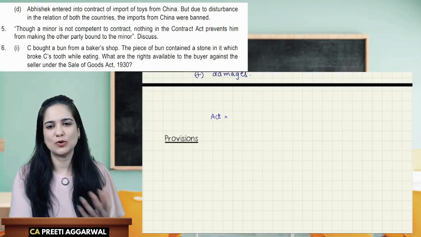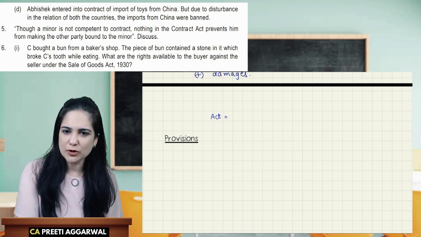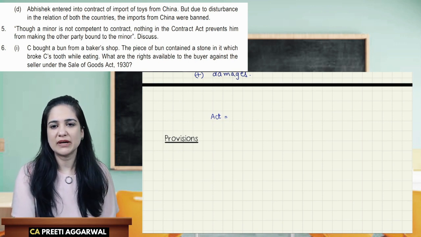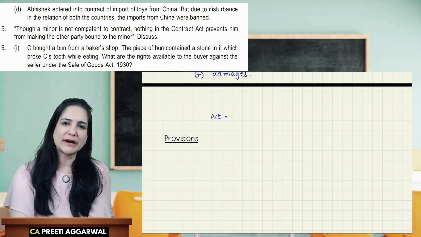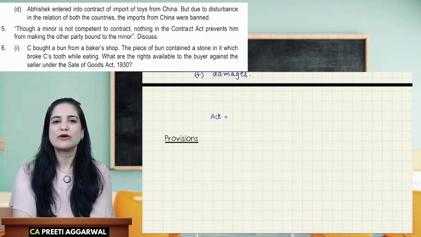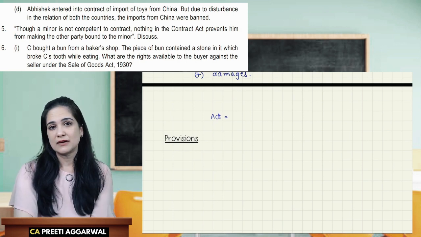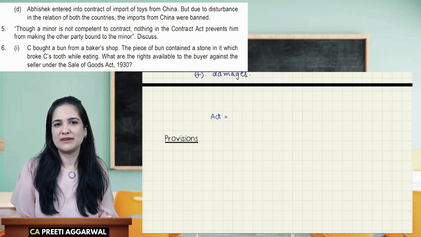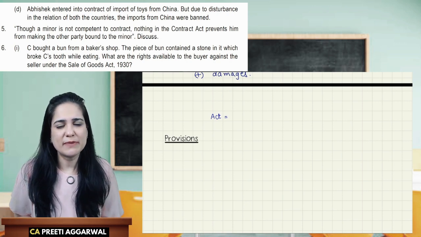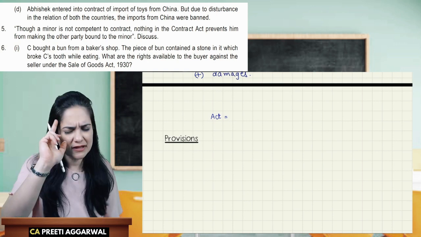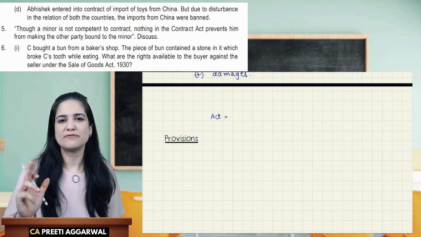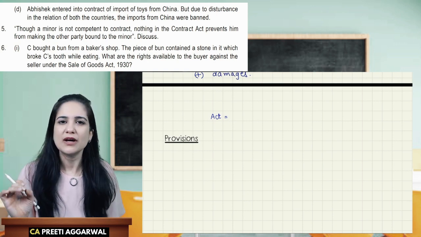Question says that though a minor is not competent to contract, nothing in the act prevents him from making the other party bound to the minor. Yes, minor is not capable of contracting, but he can be the beneficiary. He can enter into contracts which are for his benefit. He can't be the promiser, but nothing in the act stops him from being the promisee or the beneficiary.